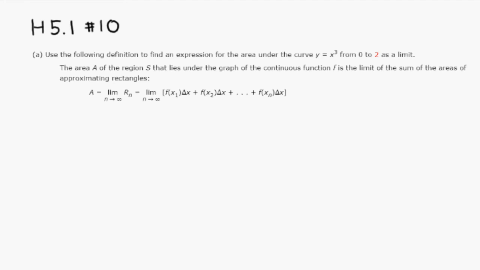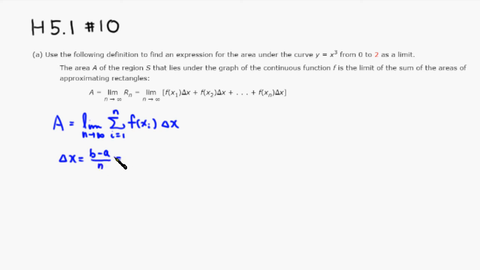Alright, so using the definition, area is always the limit as n approaches infinity of the right sum, so it's going to be a summation, right? i goes from 1 to n, and then f of xi times delta x. So we just have to find these guys. We know that delta x is b minus a over n.